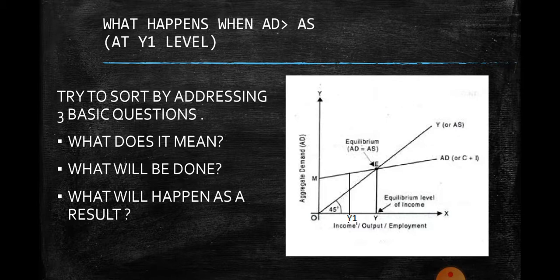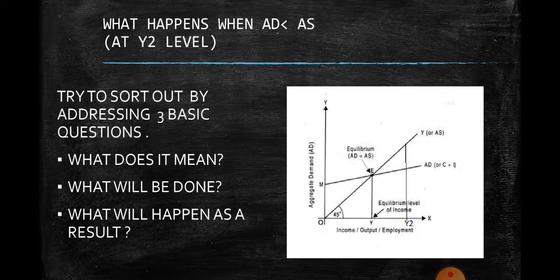First, starting with the case AD greater than AS. What do we mean by AD greater than AS? It means that all sectors in economy are planning to buy more than what all sellers are planning to sell. As a result, what will happen? Go back to the example of Mickey. As a result, there will be an unplanned decline in the inventory. In order to rebuild the inventory, what will happen in the economy? The production will increase, income will increase, and employment will also increase, and the equilibrium will be restored at point E.